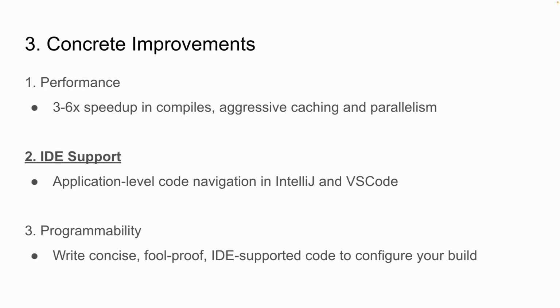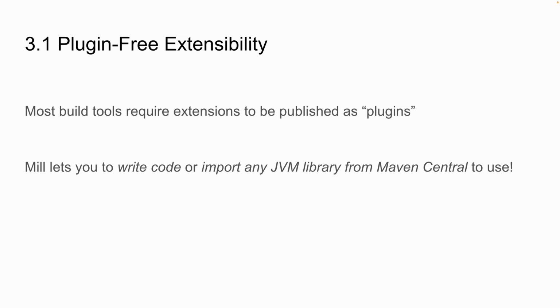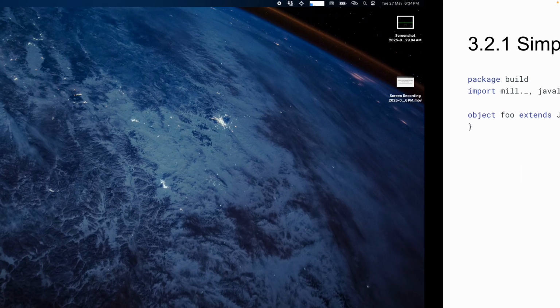Lastly, let's talk about programmability. I think the most interesting thing here is that while most build tools require you to publish a plugin or extend it using a plugin, Mill lets you just write code and use libraries from Maven Central directly. So we'll see what that means. I'll also do this live.